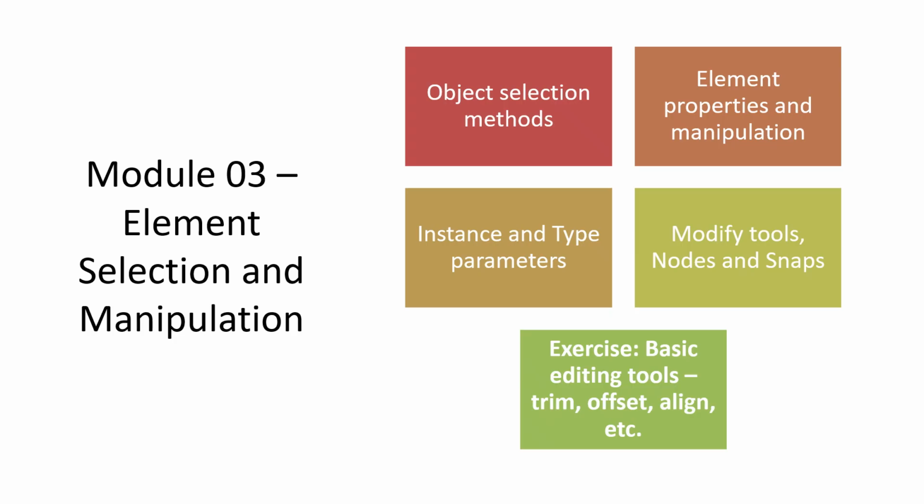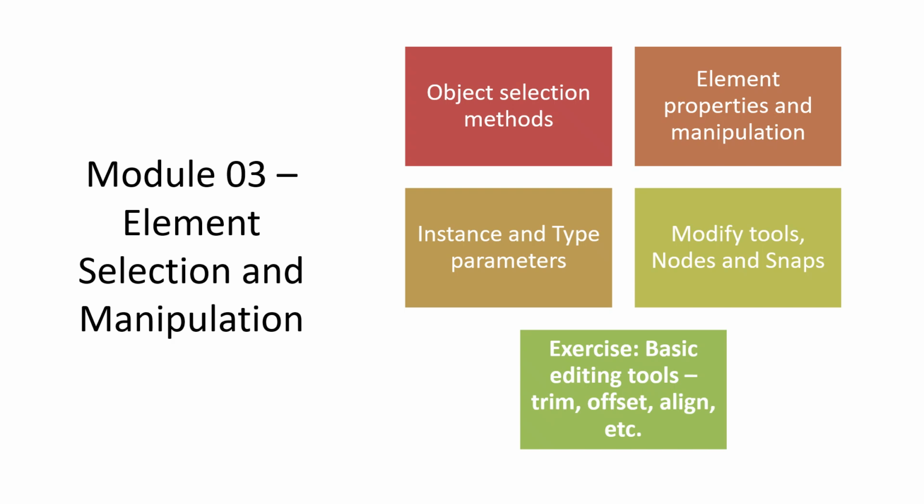Next, we look at element properties and manipulation. Every object in Revit has parameters that define its behavior and appearance. We'll learn how to access and adjust these properties to suit our design intent. We then differentiate between instance and type parameters. Instance parameters affect individual elements, while type parameters apply to all elements of a given family type. Understanding this distinction is crucial for consistency and control.